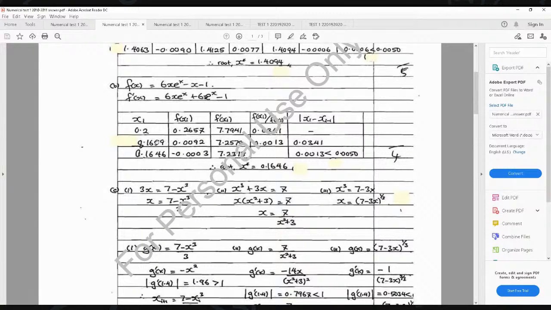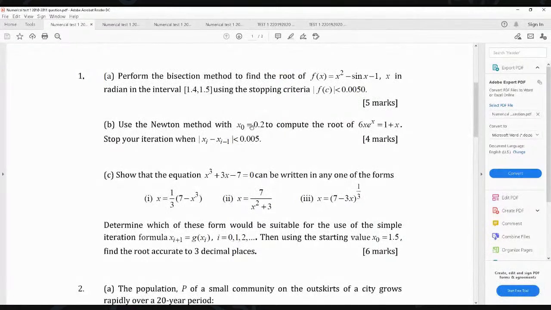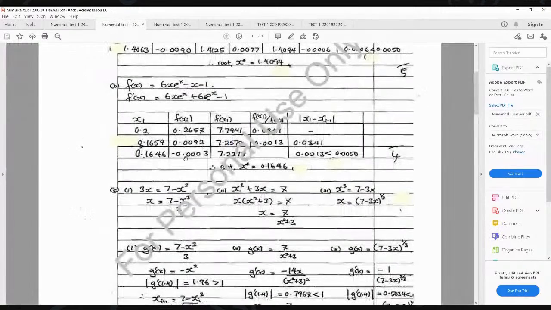All right, so x naught, go to the question, x naught is 0.2. So use x naught as 0.2. f(x) is 6^0.2 minus 0.2 minus 1. f'(x) is 6x 0.2^0.2 plus 6^0.2 minus 1, which is 7.7941. Do f(x) divided by f'(x), and then you can get the value, because this is the first iteration.